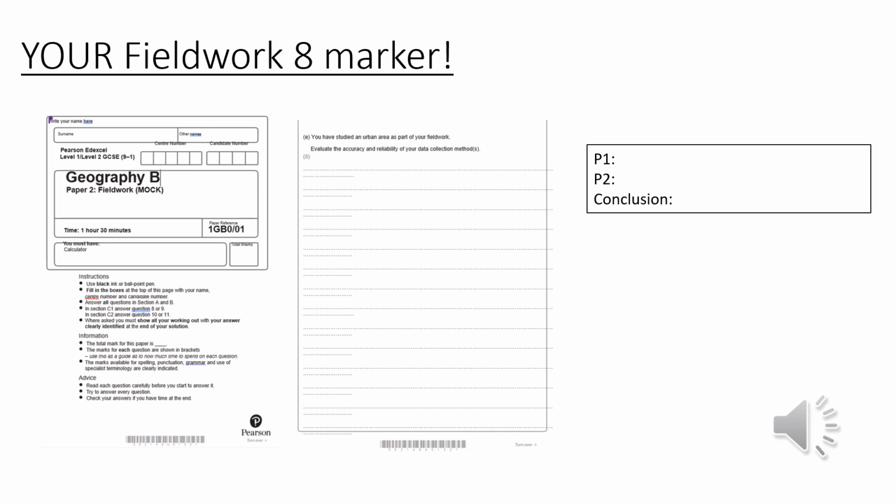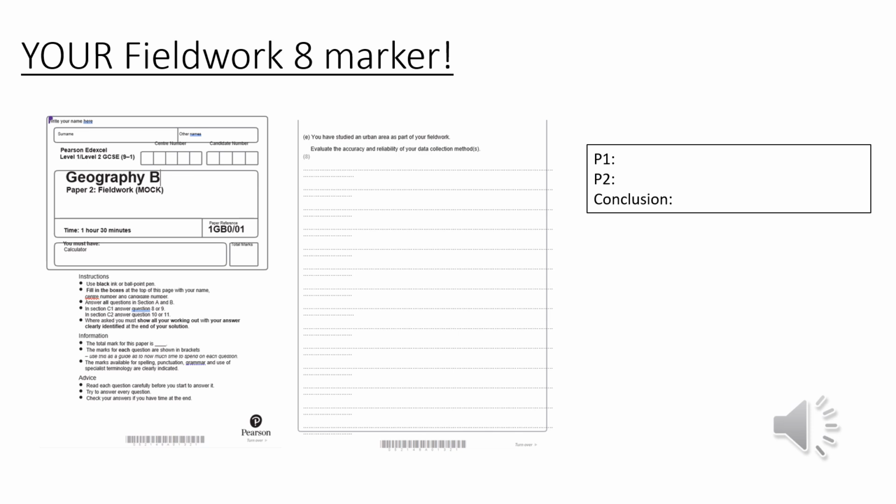Okay, so I also wanted to talk to you briefly about the 8-marker where you will have to write about your own fieldwork. So you will have one section, either C1 or C2, where you write about a fake fieldwork some students did. And there's normally a clanger, normally something that was wrong with their trip, like maybe there was some data missing, or maybe it was the time of the day or tide times, for example, that affected it. Or maybe their sample size wasn't big enough. If it's the urban one, it might say they only collected data from 10 people, which obviously isn't representative.